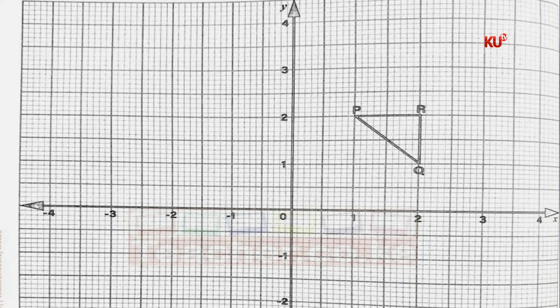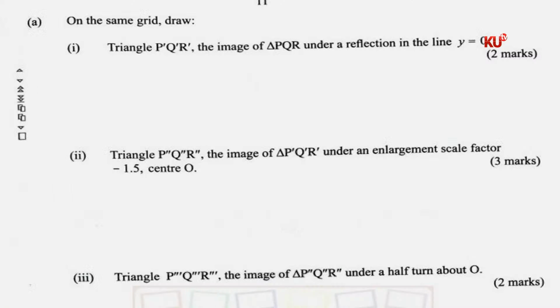Roman 1. So Roman 2 of the question: triangle P double prime, Q double prime and R double prime, the image of triangle P prime, Q prime and R prime under an enlargement scale factor negative 1.5, center 0. Now, when you talk about a negative scale factor, what does it mean? Whenever you see a negative scale factor, it means that the object and the image are on opposite sides of the center. If the object is to the left, then obviously the image will be to the right. So, remember that the center is 0.